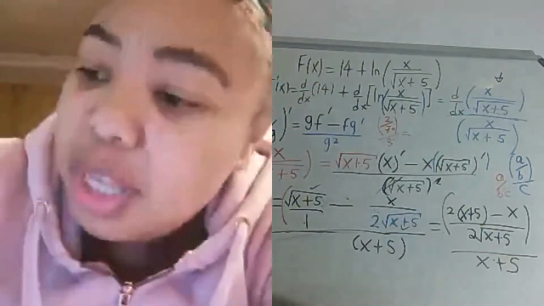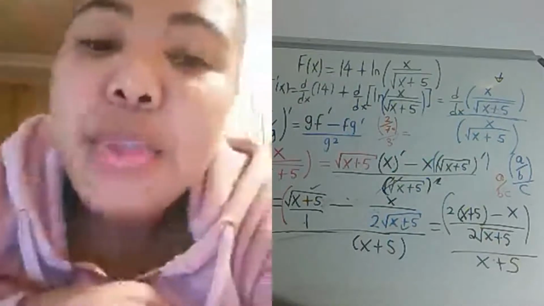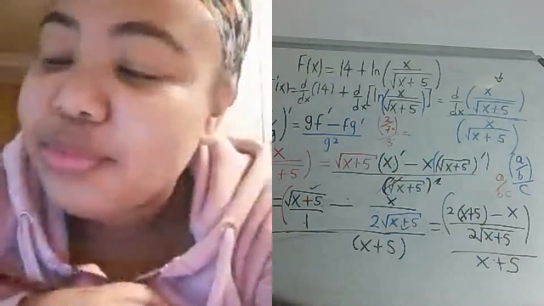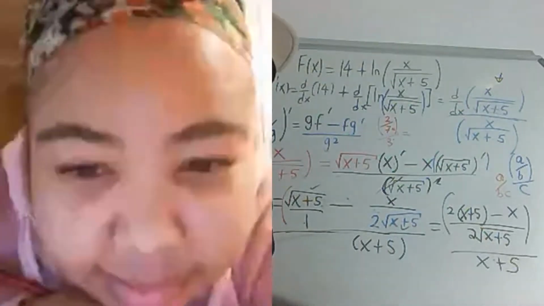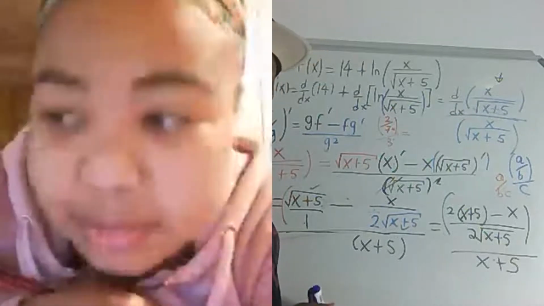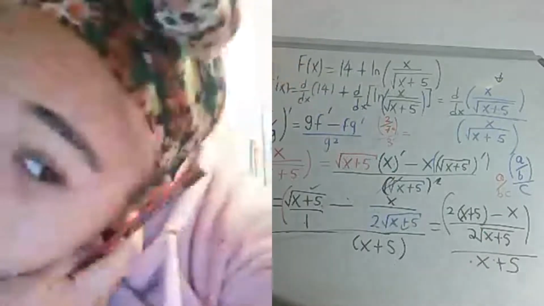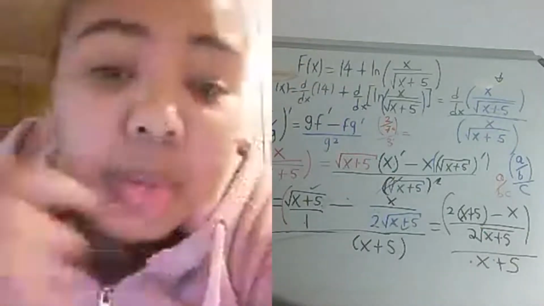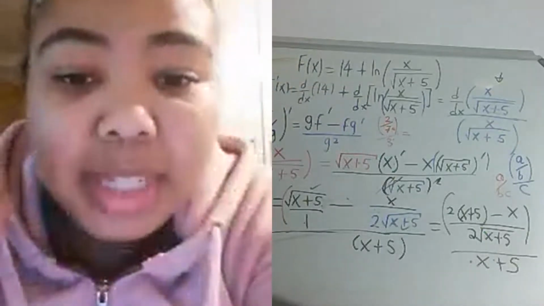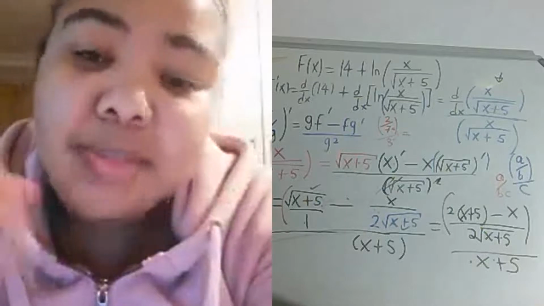Equals a over b c. I'm with you, sir. No problem, madam. Okay, so we're going to say now, where is this going to go? It's going to go to b. So it's going to be 2x square root of x plus 5 times x plus 5.